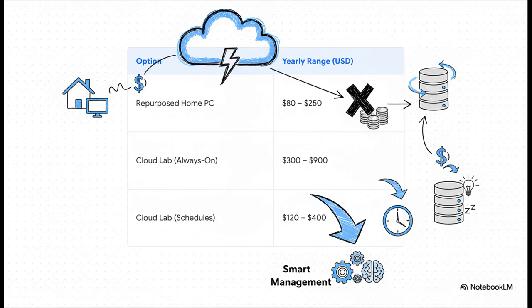You can see that always-on Cloud Lab is way more expensive than anything else. But look at that third line, a Cloud Lab with strict schedules. Just by being disciplined and shutting down machines when you're not using them, you could cut your costs by more than half. That's what smart management looks like.